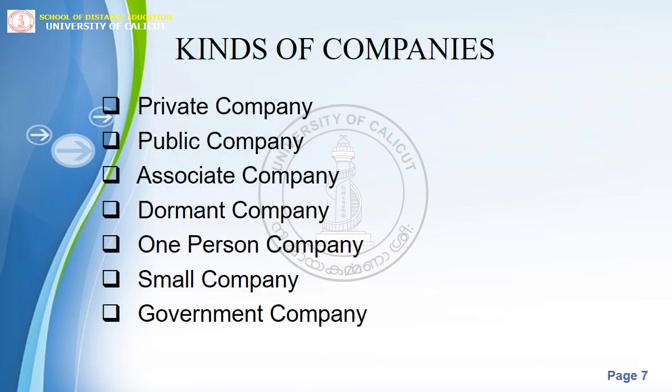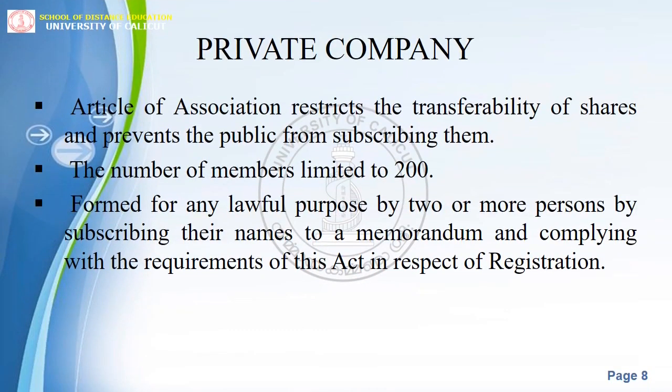Some of the kinds of companies are private company, public company, dormant company, associate company, one-person company, small company, etc. A private company is formed with minimum 2 members and maximum 200 members. The shares of a private company are offered, owned, and traded privately. The Companies Act 2013 does not allow private companies to trade their shares in a public platform.